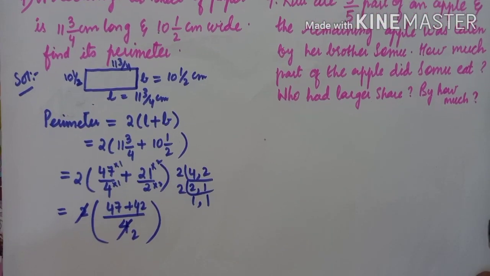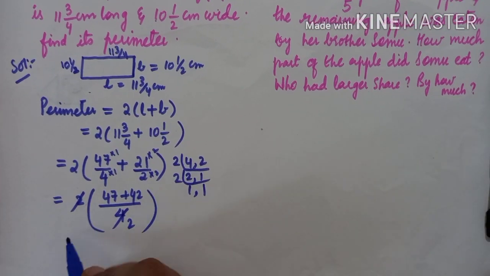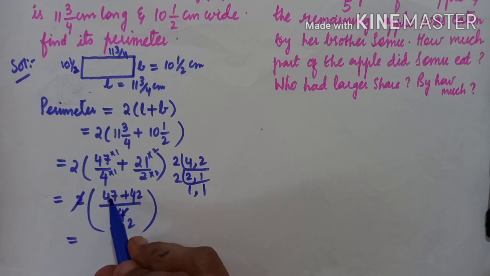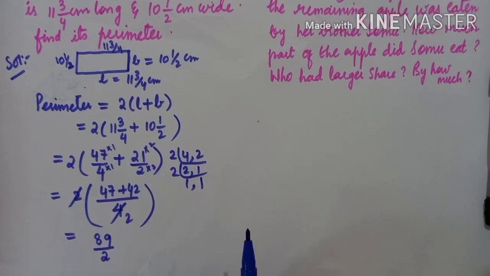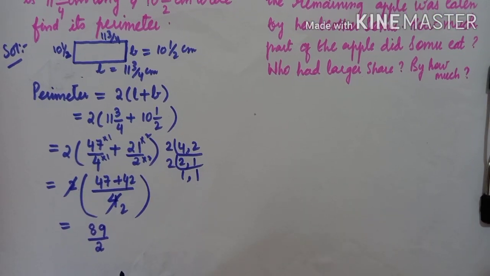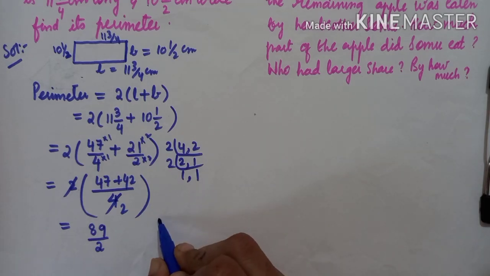Okay, now after that 47 plus 42, it will give you 7 plus 2 is 9, 4 plus 4 is 8, so 89 divided by 2. Okay, so 89 divided by 2, anyhow you can't cancel, you can't simplify it in any table. In the same table it will not go, right? So we will just do the division.